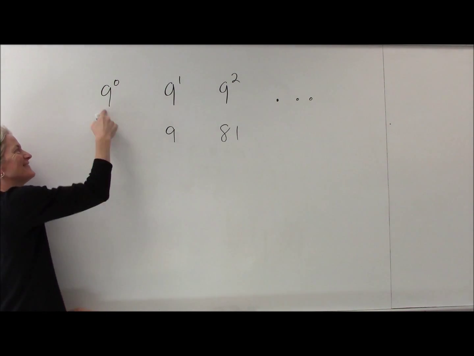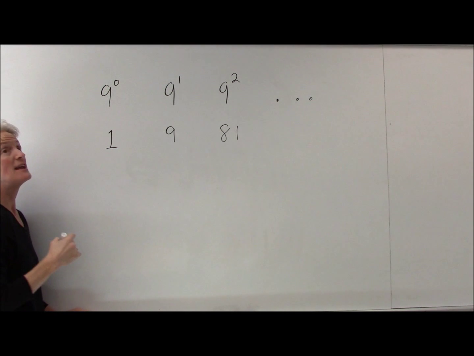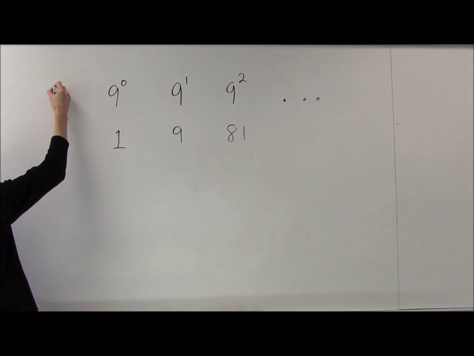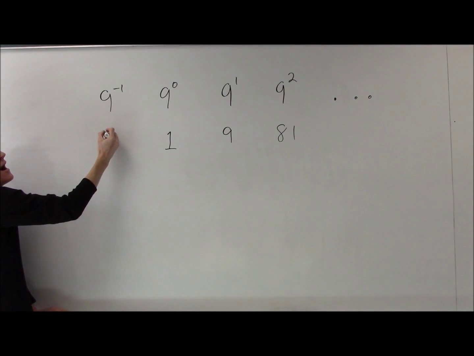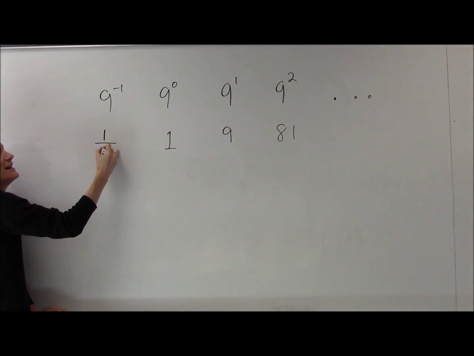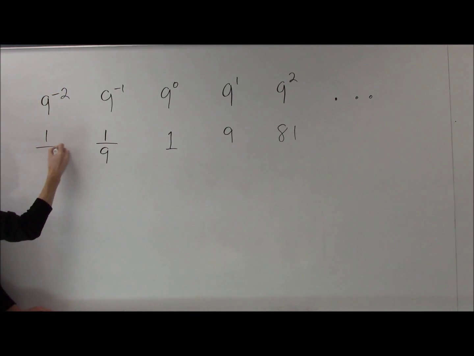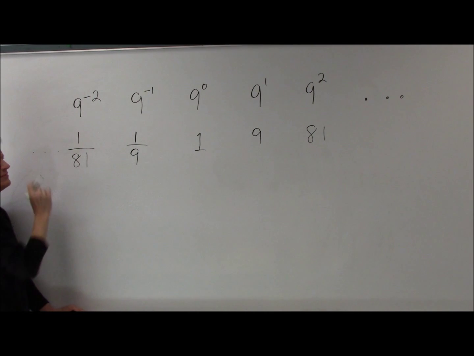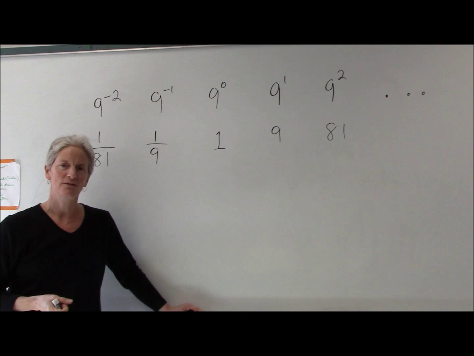What's 9 to the 0 power? Well, 1, anything non-zero to the 0 is 1, of course. So what would 9 to the negative 1 be if I'm continuing this pattern? Ah, I guess that would be 1 over 9. Yeah, see how nice that works? Yep. So you can see that there's a pattern here, so it kind of makes sense.